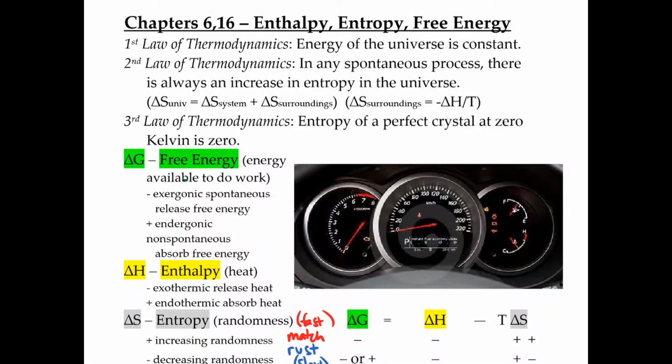Today we're going to begin talking about thermodynamics, and thermodynamics have to do with enthalpy, entropy, and free energy. In order to understand these three things, we're going to take an analogy of a car. On your dashboard, you're going to have three dials. One is called the tachometer, one is called the speedometer, and one is the fuel gauge. These three dials tell you something completely different as you're driving.